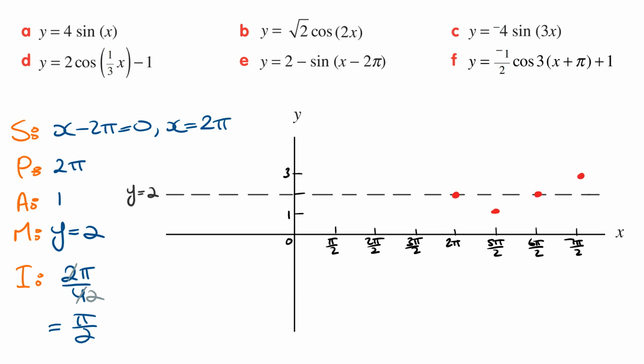And going to the left-hand side, we just follow the pattern. And so we start from the midline, and then we go up to the maximum. And then come back to the midline, and then to the minimum, and then back to the midline. And now that we have our points, all we do is connect the dots and sketch the graph, giving us a graph of y equals 2 minus sine x minus 2 pi.